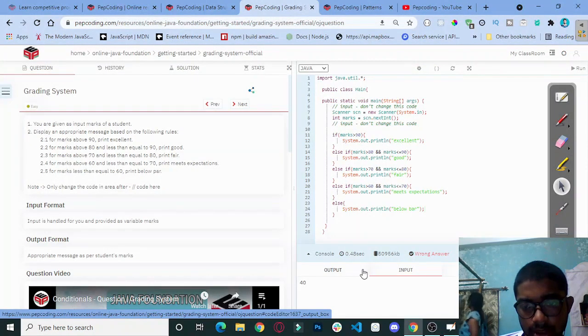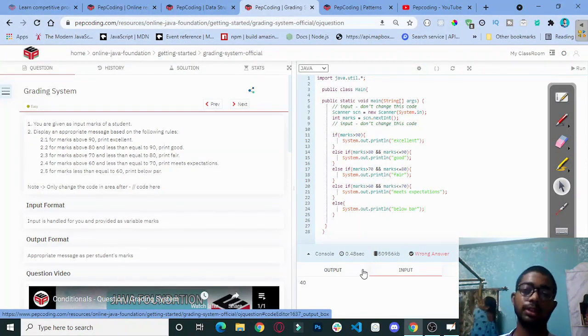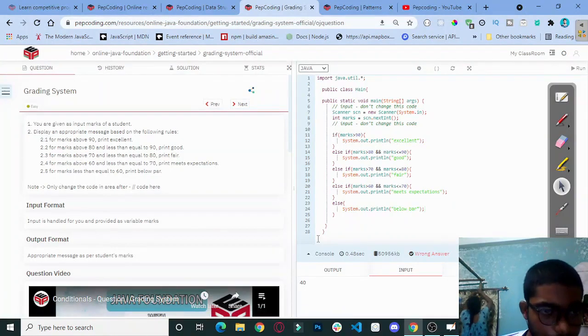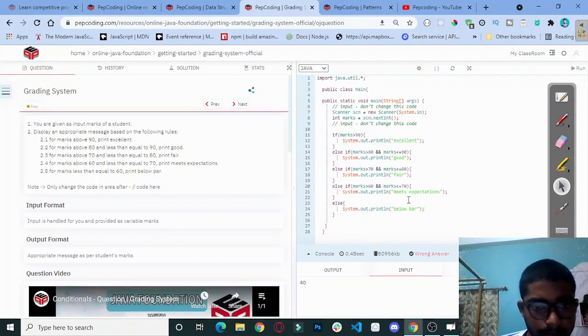System.out.println below par, System.out.println good, System.out.println excellent. It's right. Above 90, excellent. Greater than 80 and less than or equal to 90, it is good. Greater than 70, less than or equal to 80, fair. Above 60, less than or equal to 70, meets expectation, right?